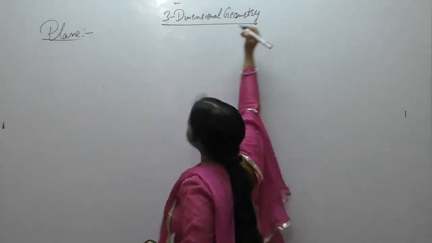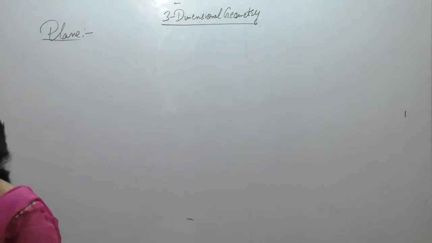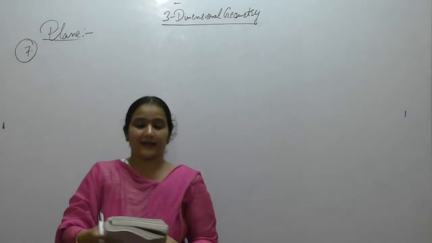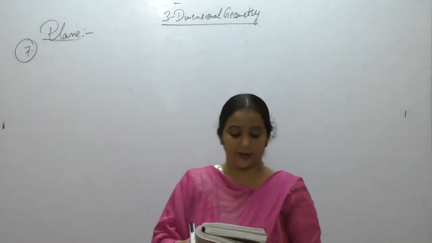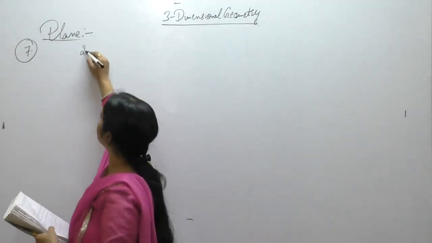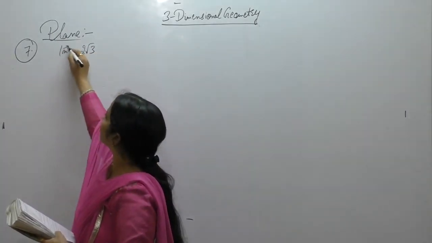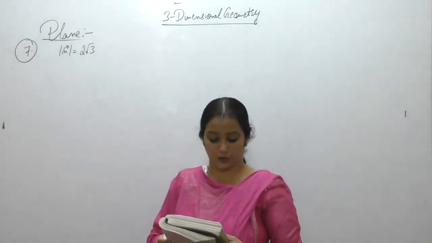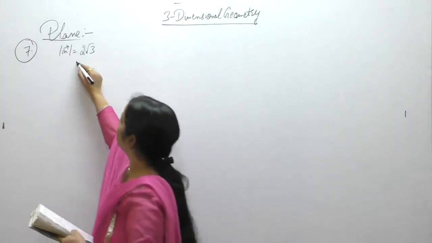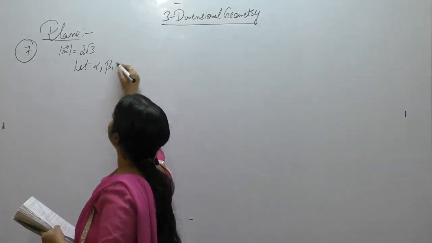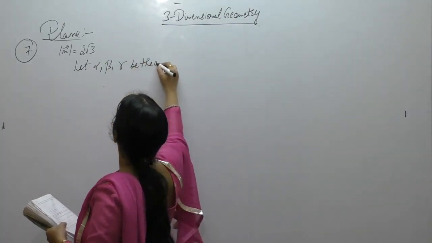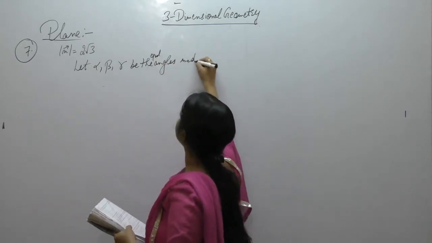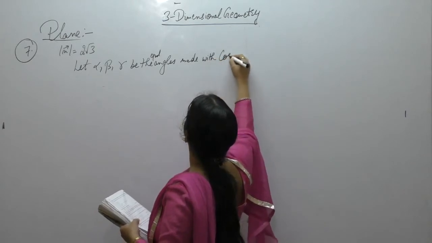Now the next one is question number 7. Let n vector be a vector of magnitude 2 root 3, such that it makes equal acute angles with the coordinate axes. Let alpha, beta, gamma be the equal angles made with the coordinate axes.